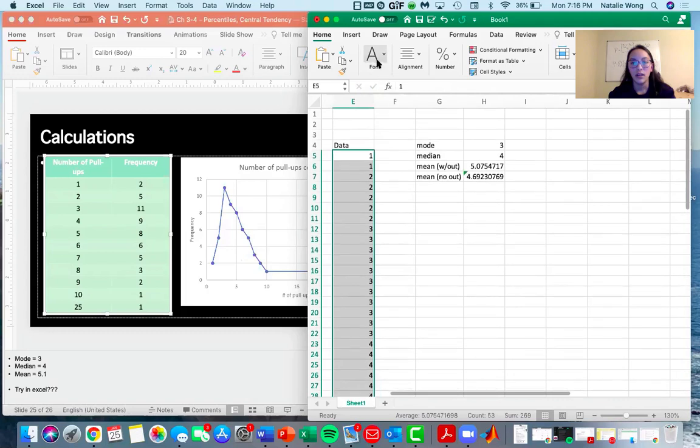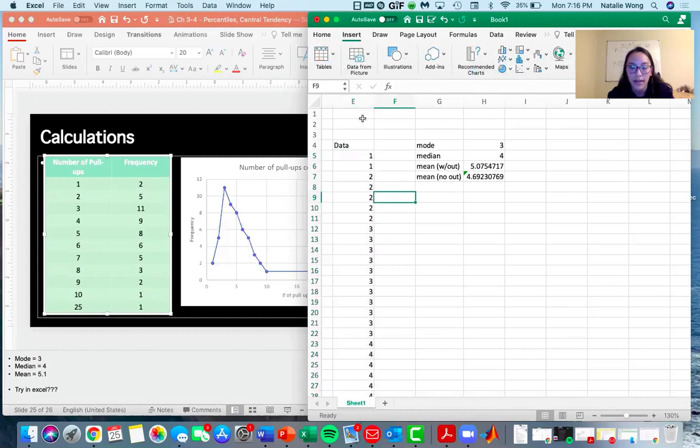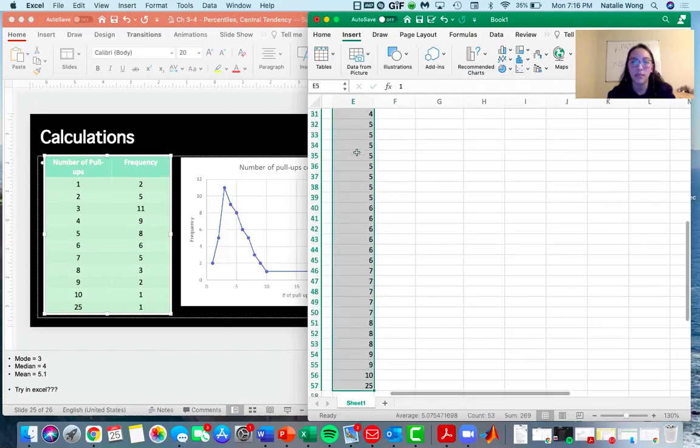Gosh, get out of the way. I can't see anything. I hate this. Zoom. And now my computer hates me.